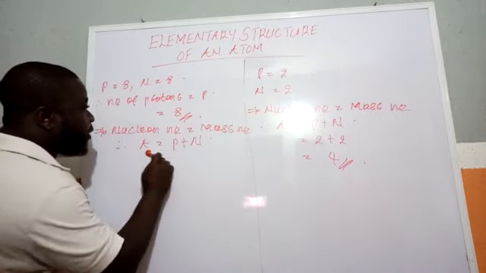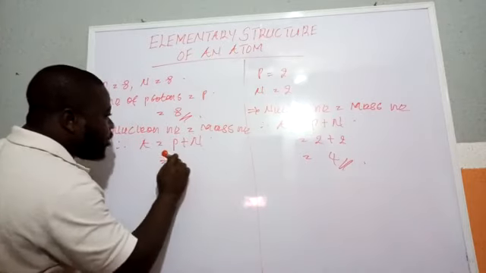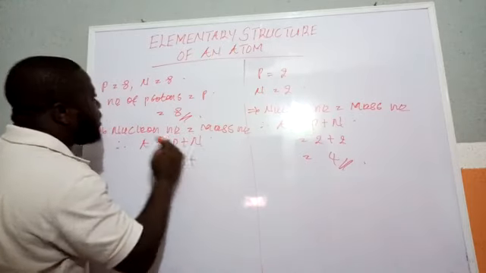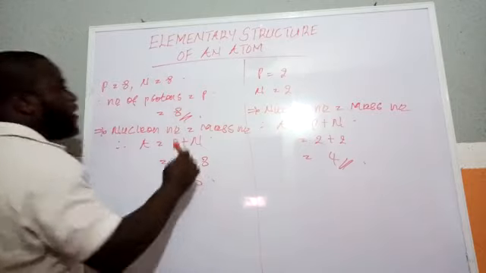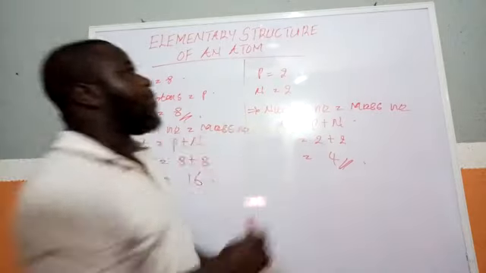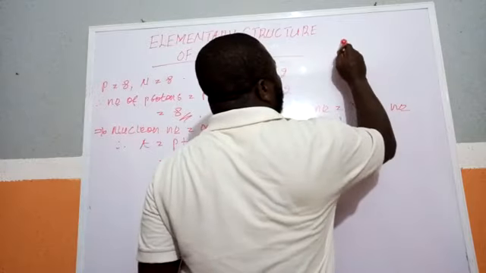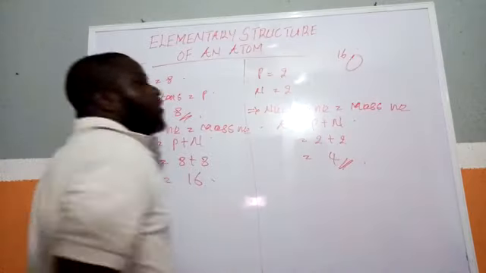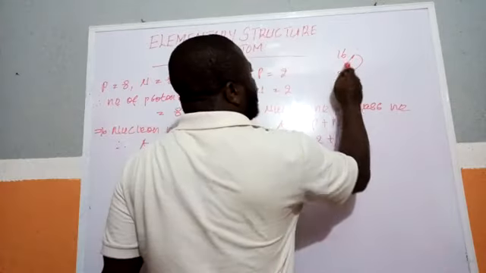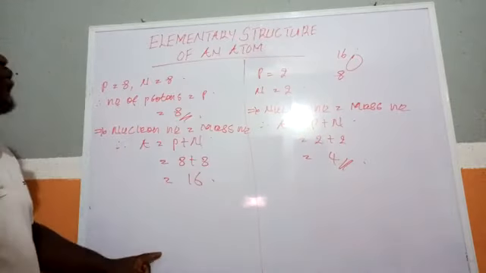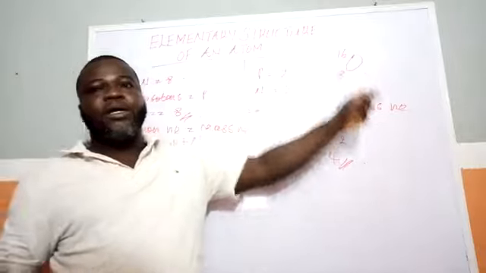We are looking for A. The P, number of protons, is 8. Then the number of neutrons is also 8. That should now be 16. That is why the mass number of oxygen is 16. Do you understand that now? And the number of protons is also 8, which is the same thing as the atomic number. Do you get that now? So that is what they are saying.